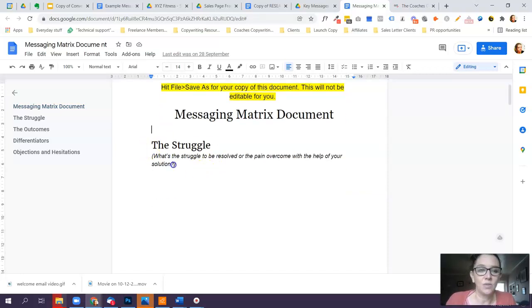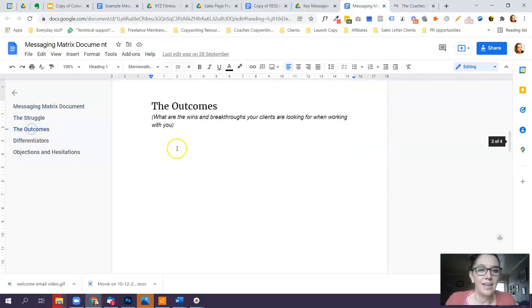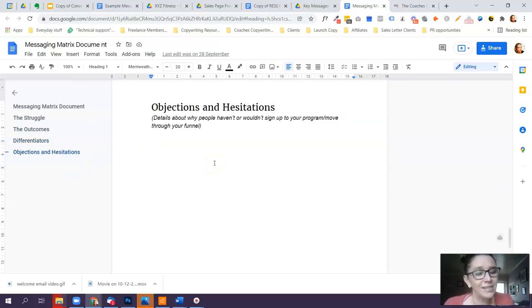So anything that they're talking about, the struggle that they're going through, the outcomes that they want, the wins or breakthroughs that they're looking for, anything that differentiates you from other solutions in your industry, and any objections or hesitations, any reasons that people maybe wouldn't sign up to your program. And so we put it all into this document.